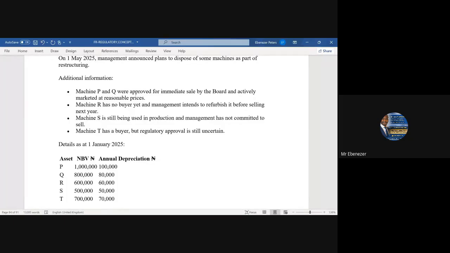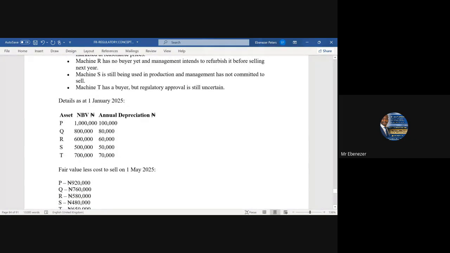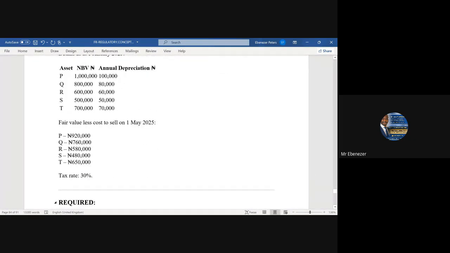Assets P, Q, R, S, T, you have 1 million. The annual depreciation figures are also there. The fair value less cost to sell is this, and the tax rate is 30%.